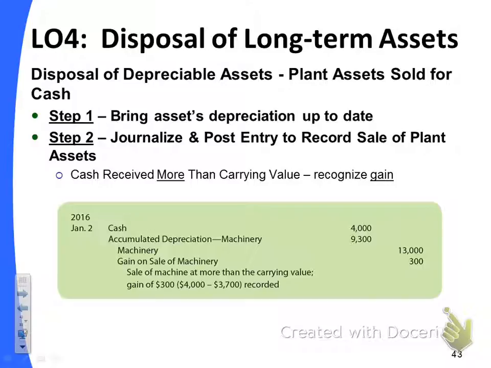How much higher is that? Okay, so we're going to say what we gained above the carrying value. Our carrying value was $3,700. Remember, our carrying value was $3,700. So if we got in $4,000 and our carrying value was $3,700, the gain is $300.